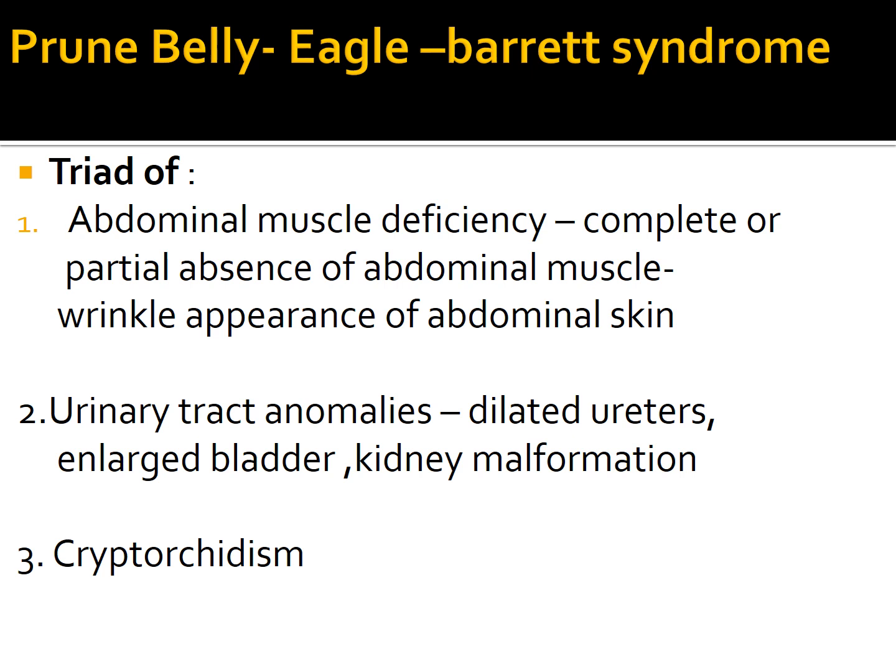Triad number 1 is absent or deficient abdominal muscle, leading to wrinkled appearance of the abdominal skin. Number 2, urinary tract anomalies are present, like dilated ureters, enlarged urinary bladder, and kidney malformation can occur. Number 3, cryptorchidism, that is undescended testis.